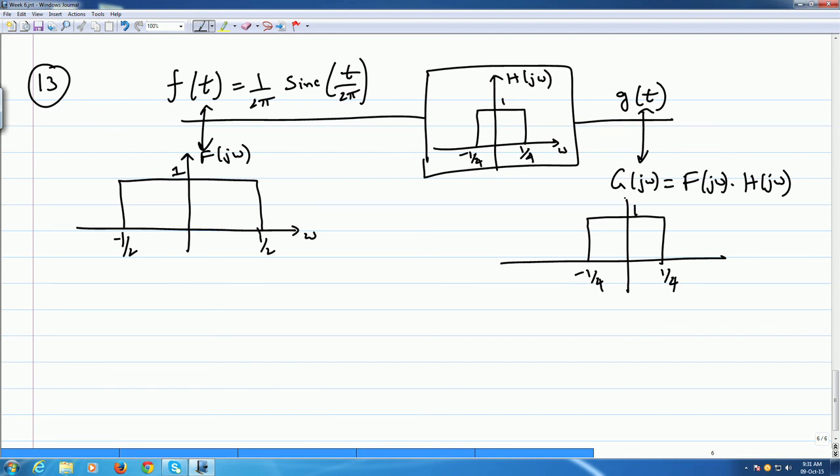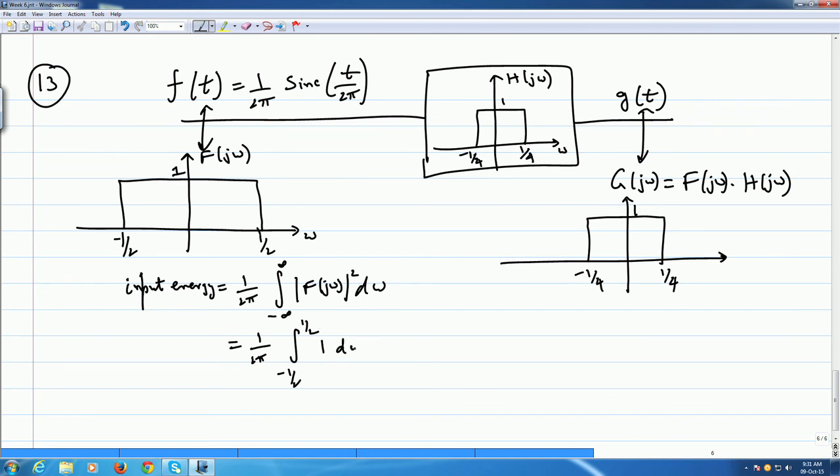Now, for finding the input energy and output energy, you can use Parseval's relation. The input energy is 1 by 2 pi integral minus infinity to infinity absolute value of f of j omega squared d omega. F of j omega is simply 1. So, this is just 1 by 2 pi from minus half to half 1 d omega, and that is just the area under this, which is just 1. So, it is just 1 by 2 pi.